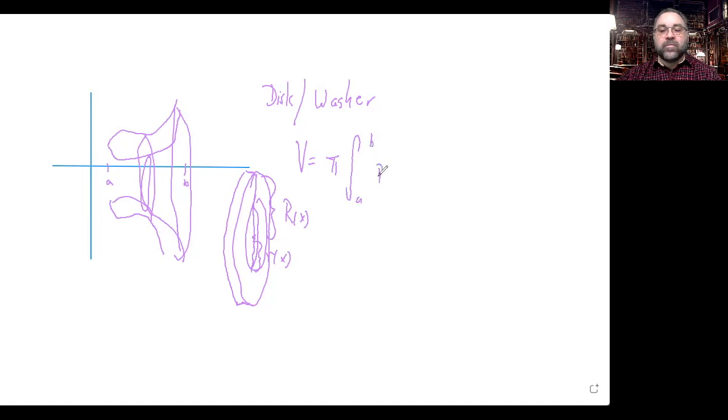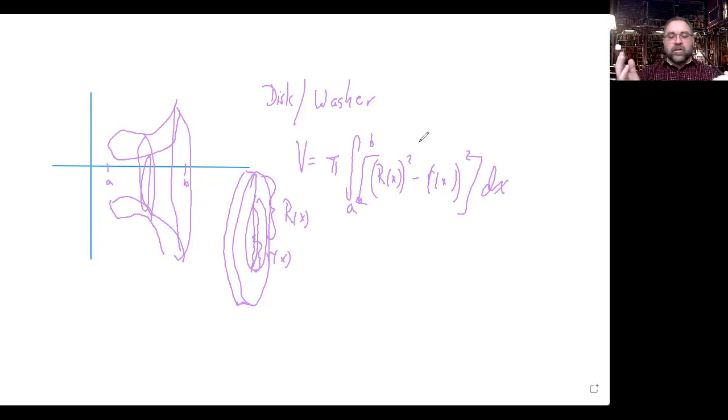And you have the integral from a to b of big R of x squared minus little r of x squared dx. And that's supposed to be an A down there. There you go. That's your volume using the disk/washer method. If there are solid disks, then obviously little r is 0, so it's just one radius function that you're worried about.